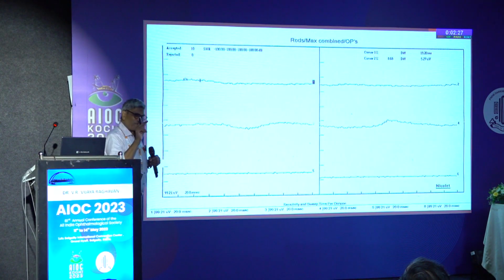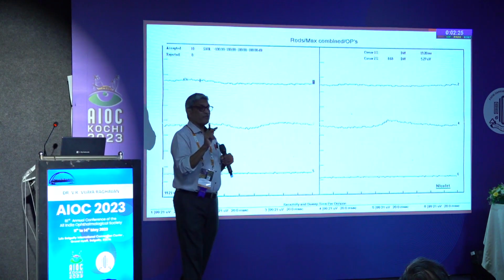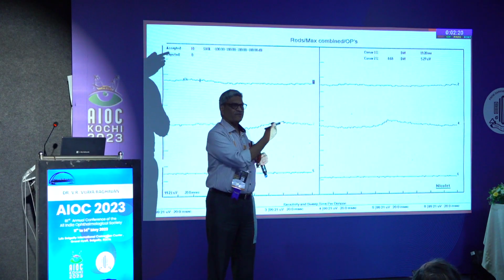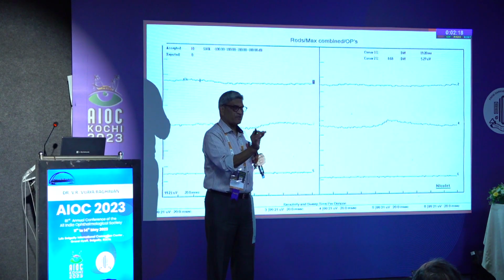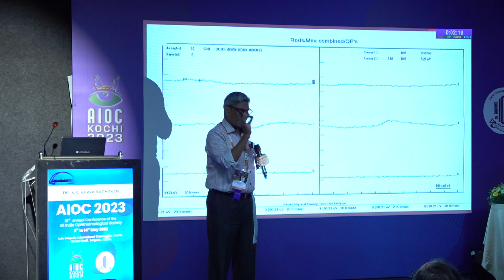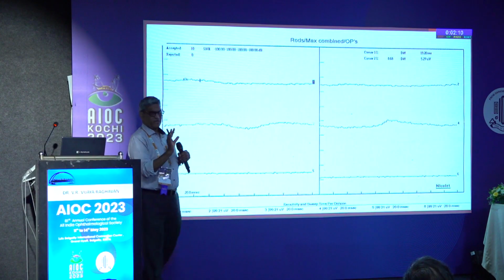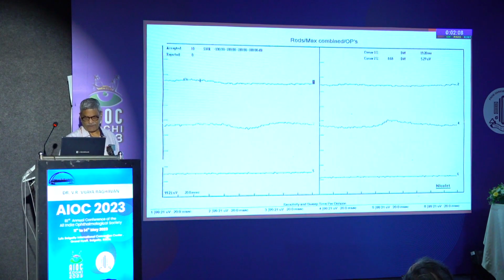When the wave is like this, I will tell you it is extinguished. I will not tell you the amplitude is reduced. I will tell you the entire waves are gone. That means these waves are extinguished, which is a classical feature of rod-cone dystrophy, classically maybe RP. RP patients can have problems like this, and it's called extinguished waves.